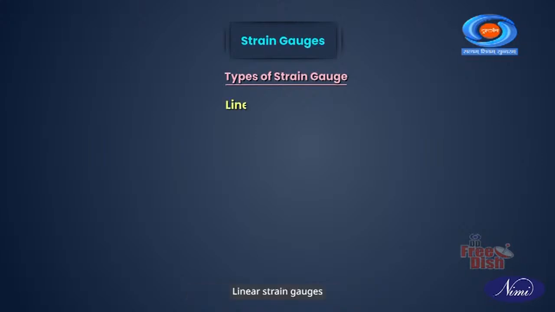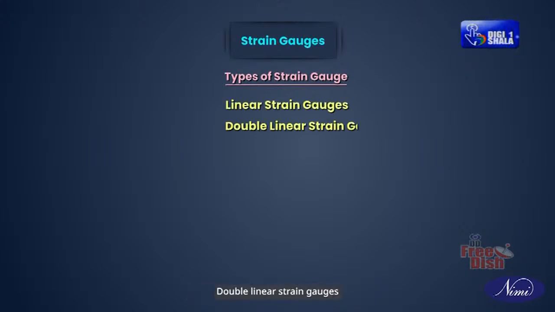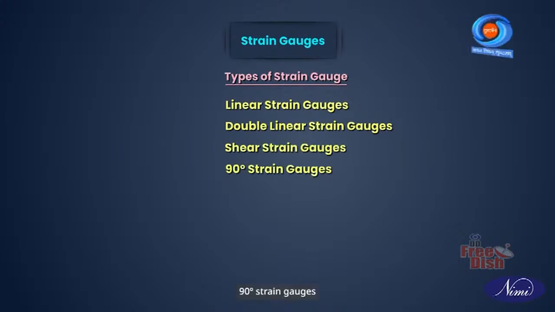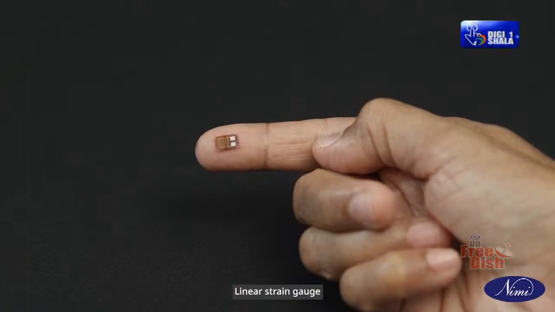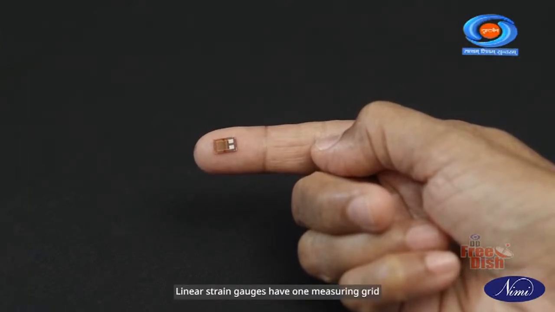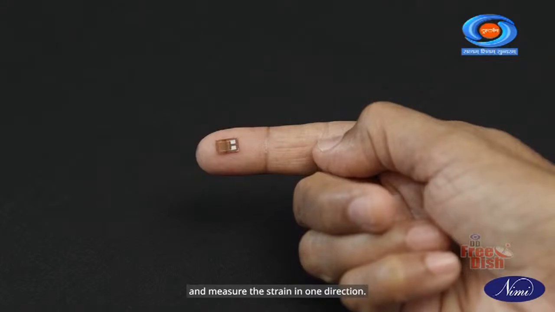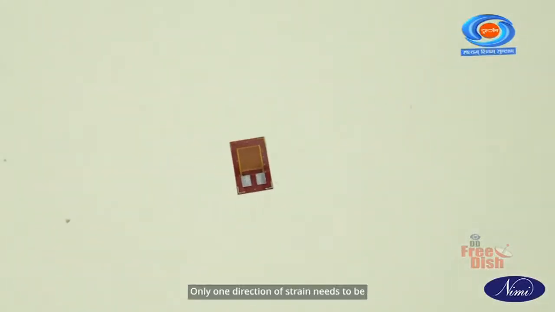They are linear strain gauges, double linear strain gauges, shear strain gauges, 90-degree strain gauges, half-bridge strain gauges, full-bridge strain gauges, and Rosette strain gauges. Linear strain gauge. Linear strain gauges have one measuring grid and measure the strain in one direction. Only one direction of strain needs to be investigated.